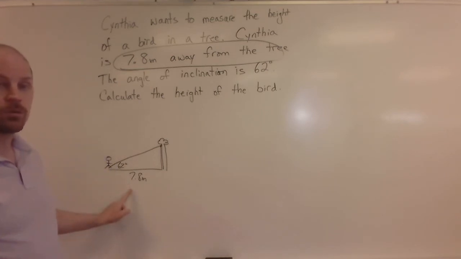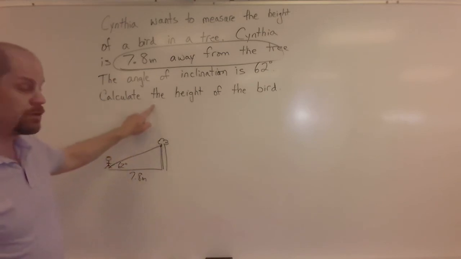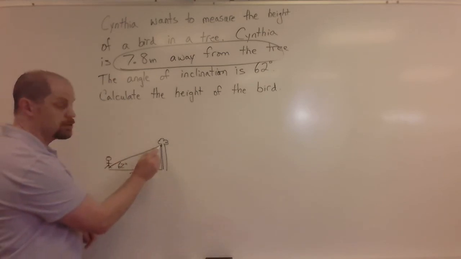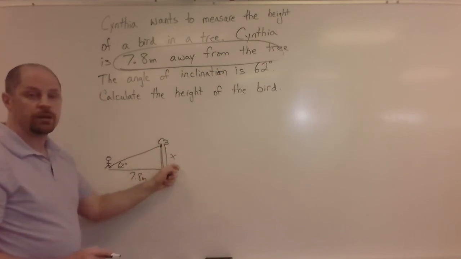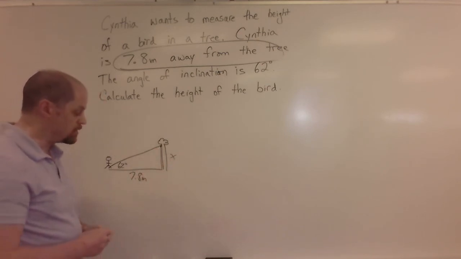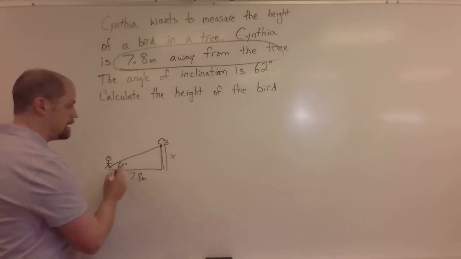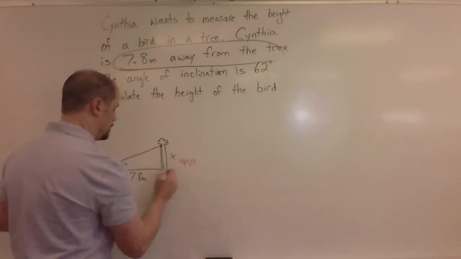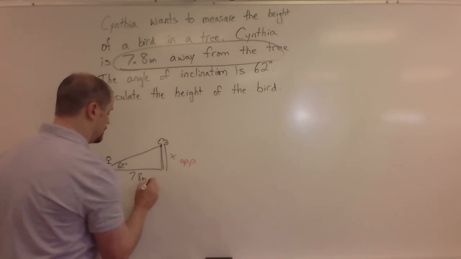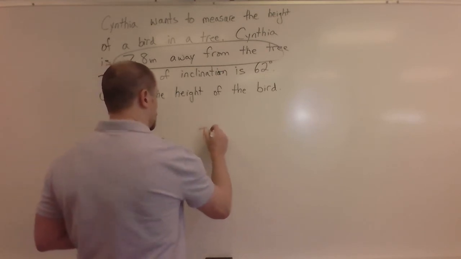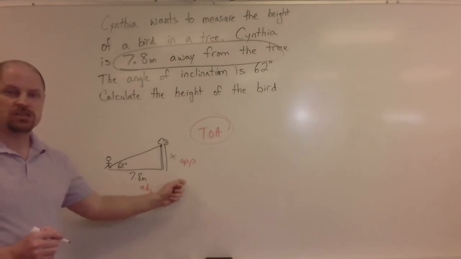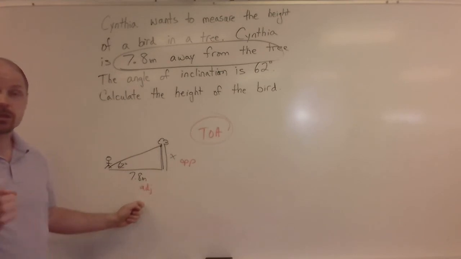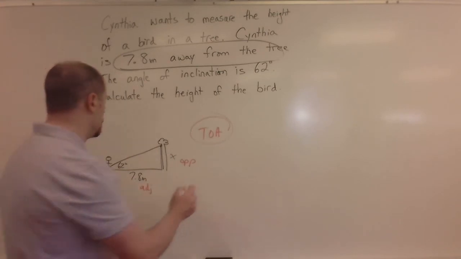Now we can find out what we want. We want the height of the bird. So we drew the triangle to the bird in the tree. We want to find the height. So now we just have to do the math. Label the sides. And the only ratio with adjacent and opposite is tangent. So we're going to use the tangent ratio.